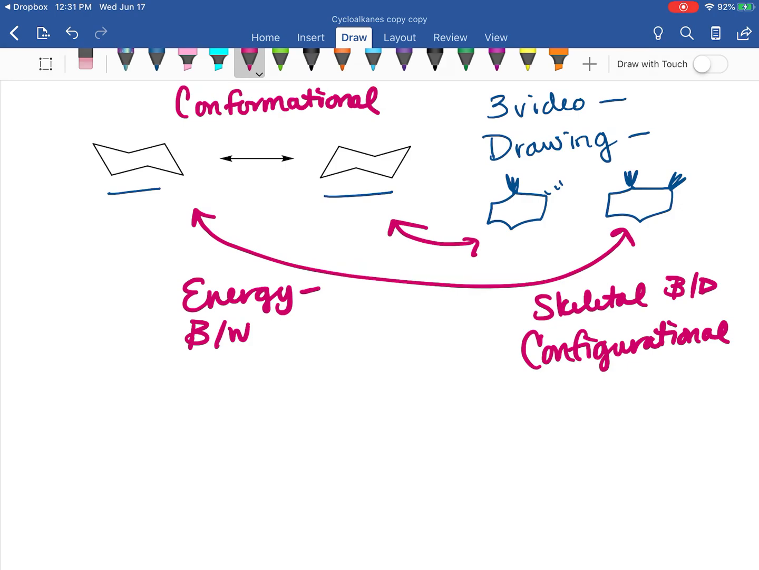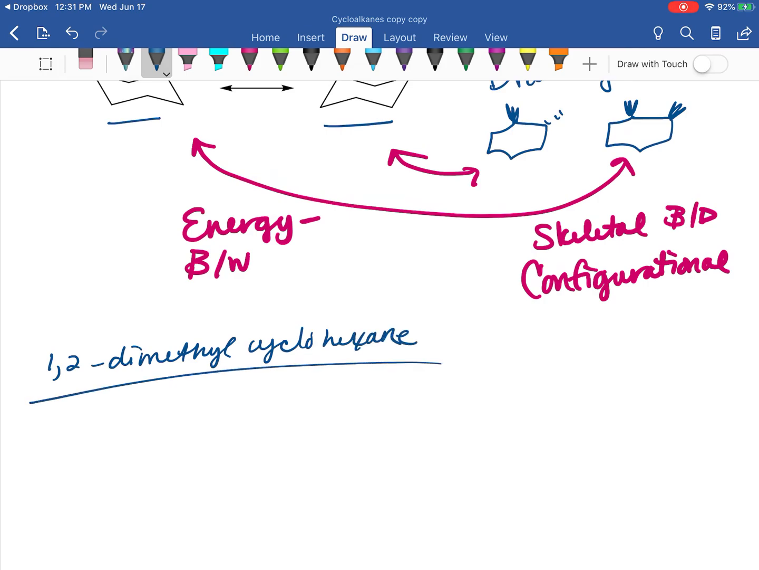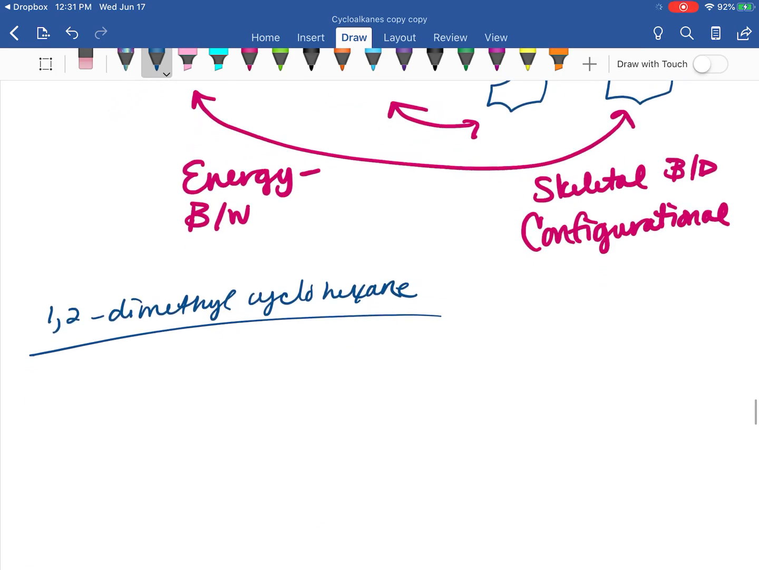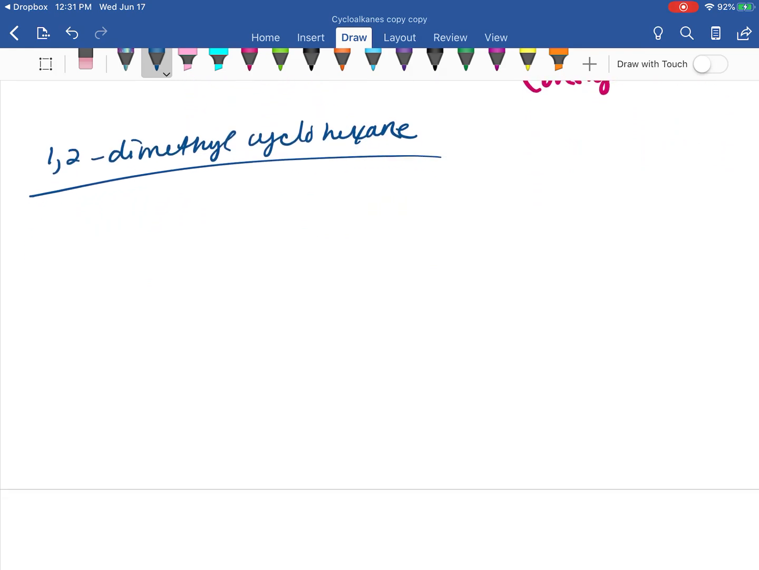So what I'd like to do is work my way through a process of all the three ways to draw our cyclohexanes and connect each one to each other. So I want to start with a simple 1,2-dimethylcyclohexane. All right, so often in organic chemistry, you'll just get a name of something and you'll have to draw it. So we always start our drawing with that skeletal structure.